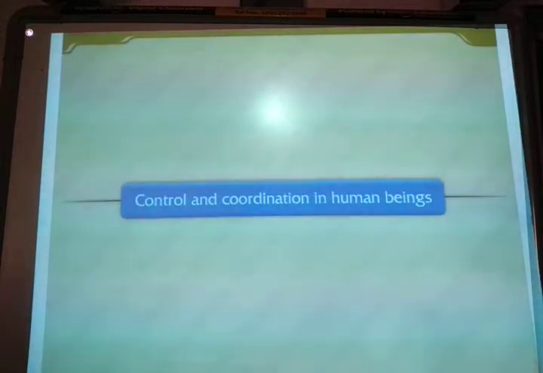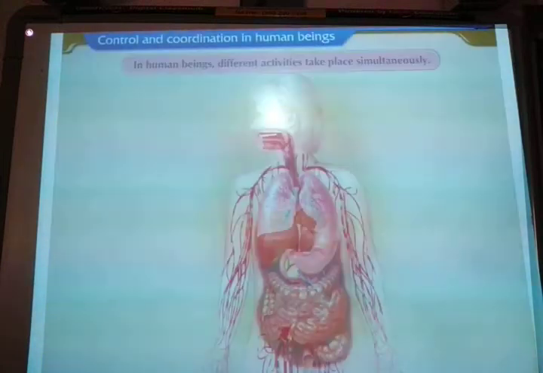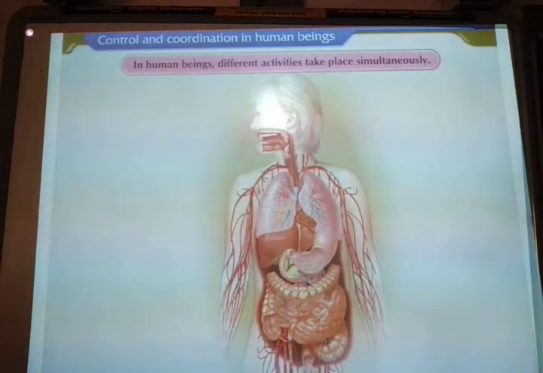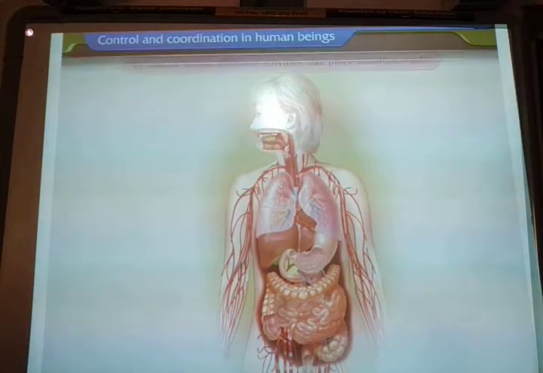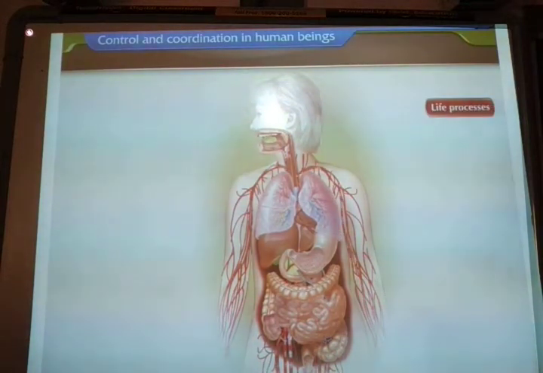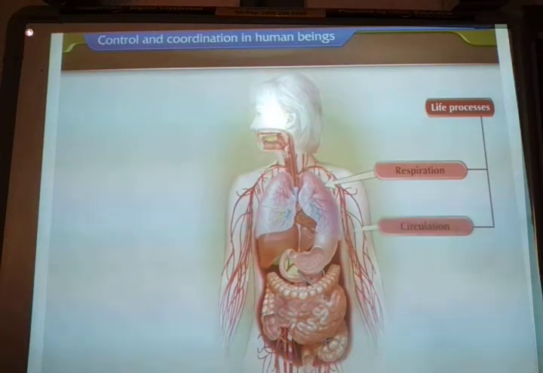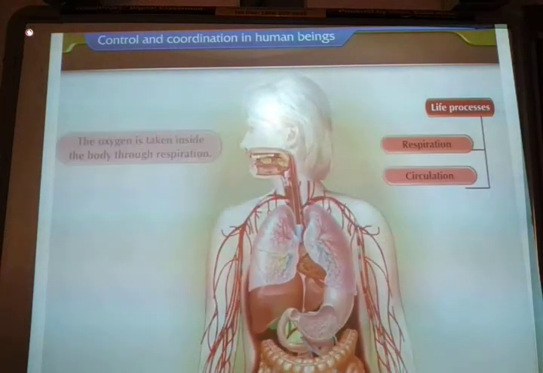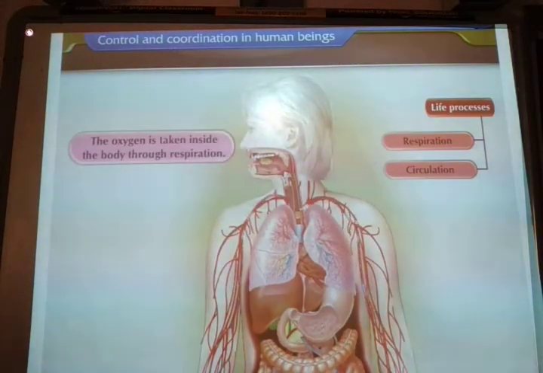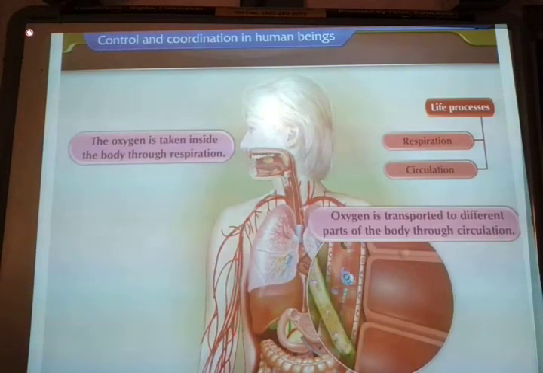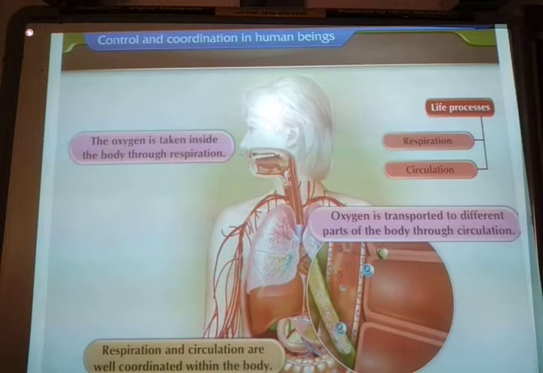Control and coordination in human beings. In human beings, different activities take place simultaneously. For example, life processes such as respiration and circulation. The oxygen taken inside the body through respiration is transported to different parts of the body through circulation. These related activities are well coordinated within the body.